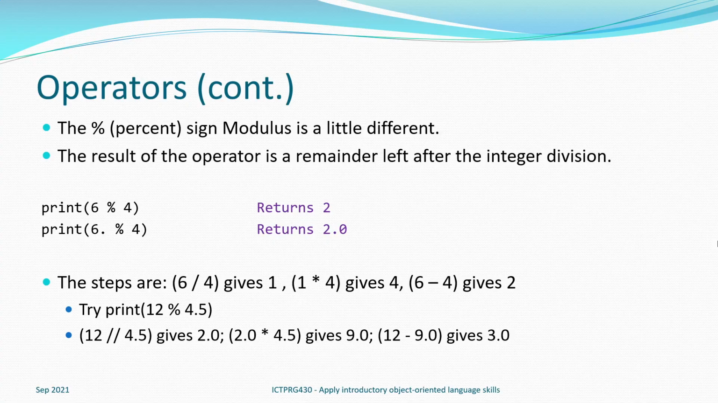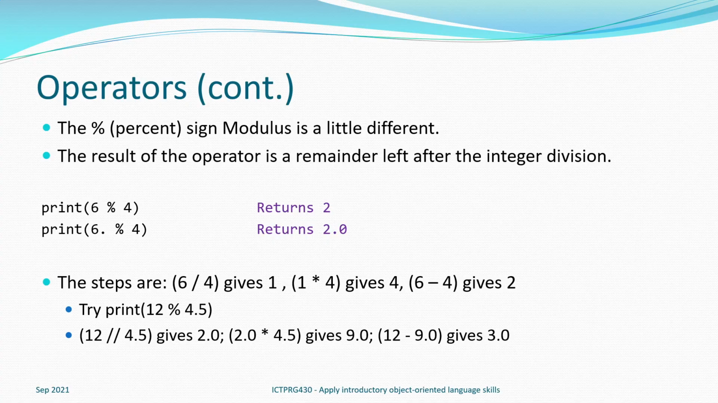Next up is our modulus, which is remainder. So 6 divided by 4 gives us a remainder of 2. Again, if we use a float, we'll return a float. So how does that actually work out when we're doing the calculation? 6 divided by 4 is 1. 1 times 4 is 4. 6 minus 4 gives us 2. So the remainder is 2. I know that was a long-winded way of coming about it, but those are the steps that it takes.